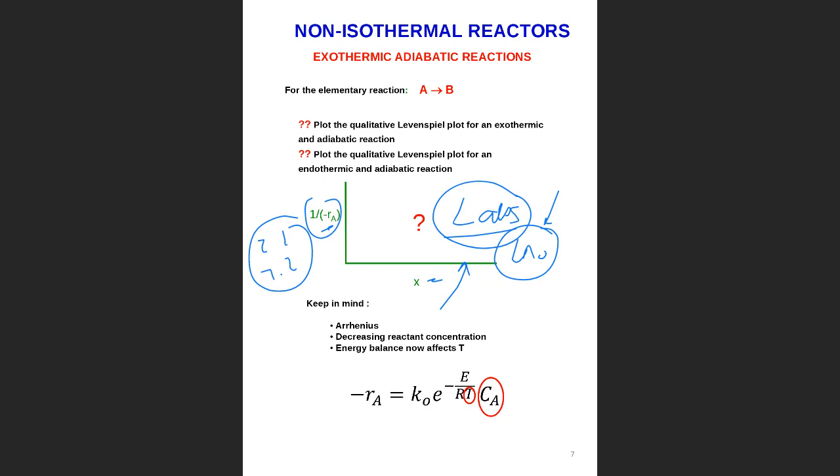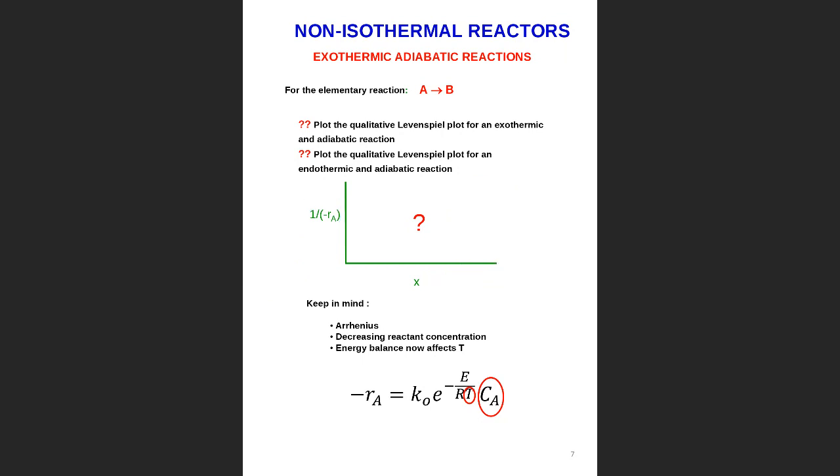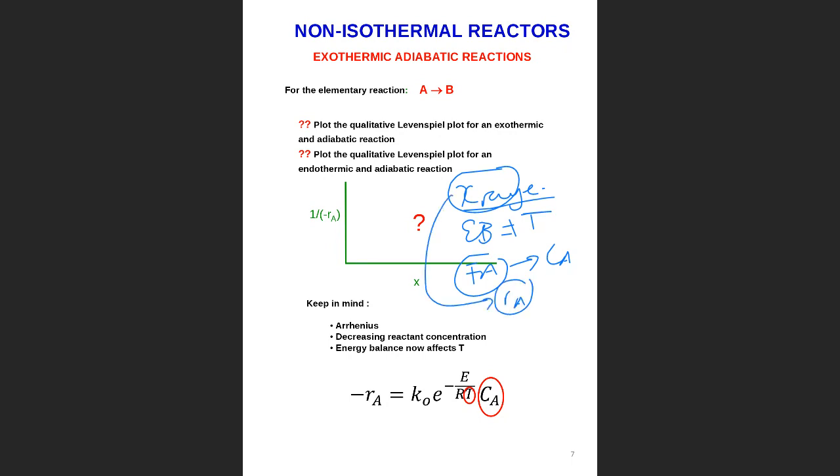So my recommendation is, when you construct a Levenspiel plot, go back to your TUT 1 and have your X range of values. For each X, I can now use my energy balance to calculate a temperature. And for each X, I can calculate an FA. And for each FA, I can calculate a concentration. And therefore, for each X, I can finally calculate my rate and construct my Levenspiel plot.